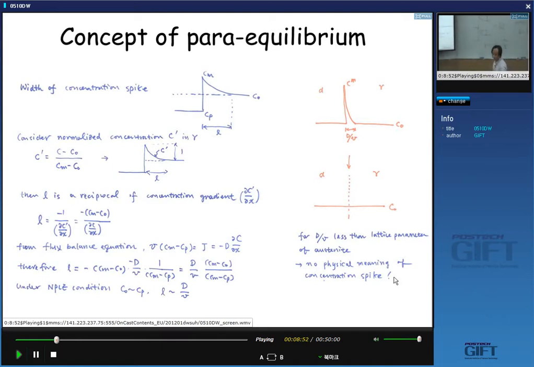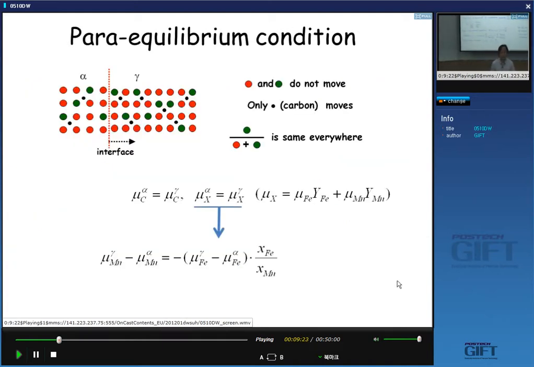So at that condition, we can assume there is no redistribution, no diffusion of the substitutional alloying element during the growth of the ferrite. That is the concept of para-equilibrium. So when we consider para-equilibrium, we just assume there is no movement of the substitutional alloying element. Only the diffusion of the carbon is permitted.